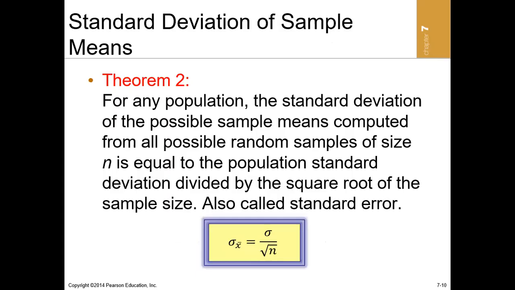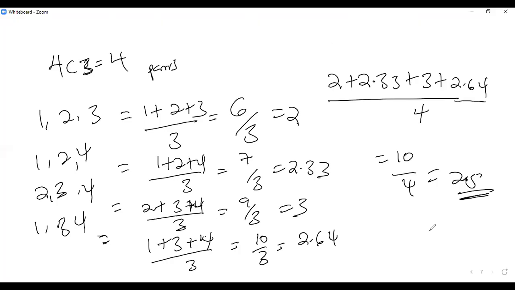The second theory says that for any given population, the standard deviation of all possible sample means computed from all possible random samples of size n is equal to the population standard deviation divided by the square root of the sample size. This is also called the standard error. So let's also prove this.